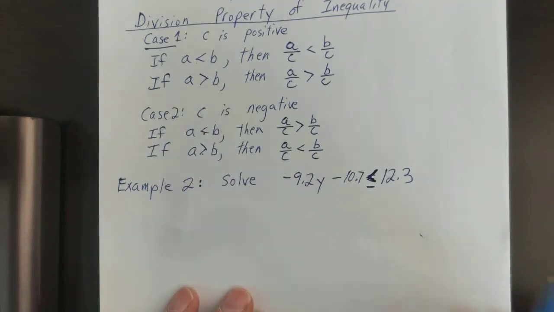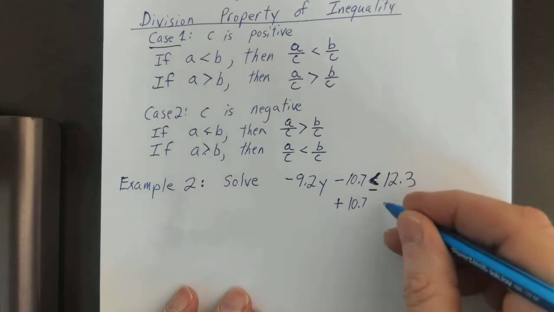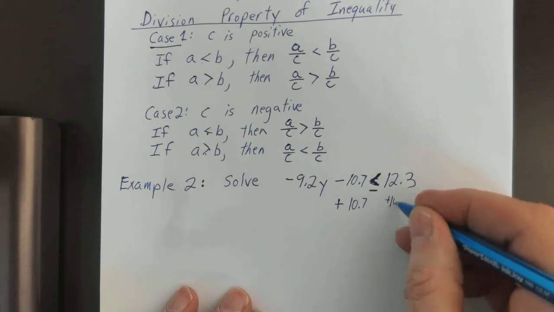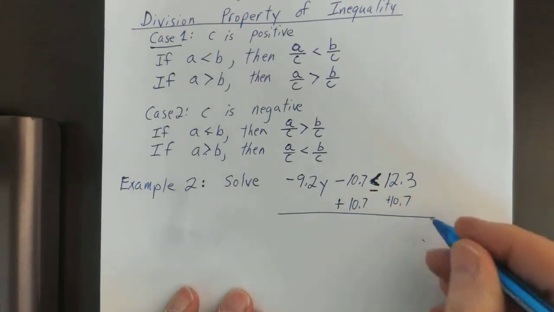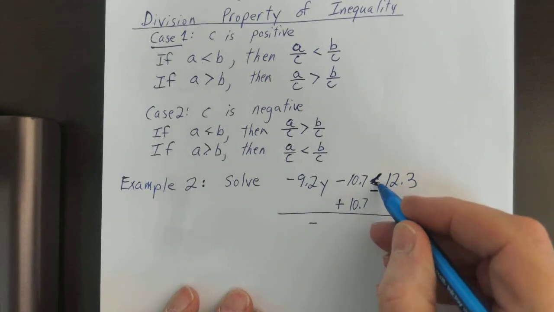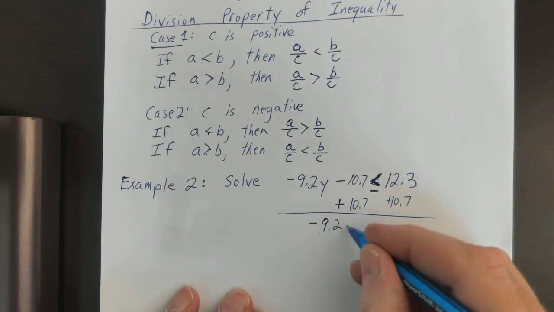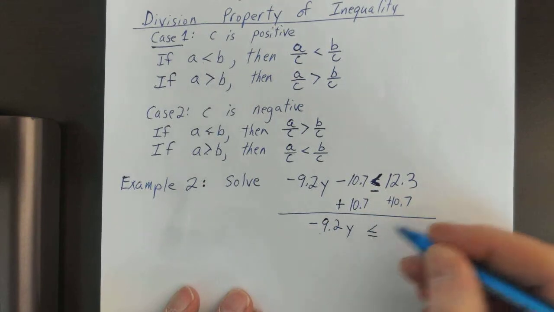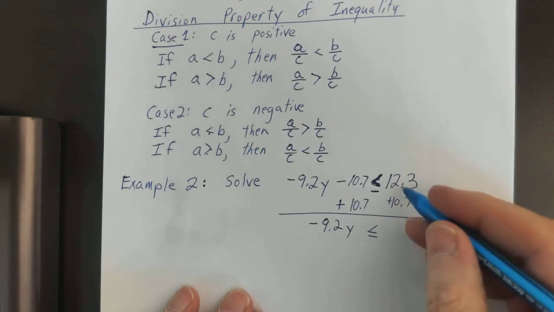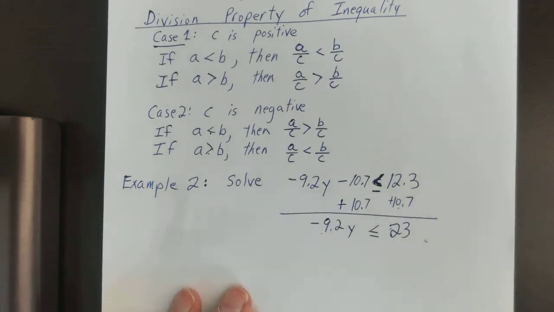It's example 2. I'm going to use the addition property of inequality first and add 10.7 to both sides of this inequality. Careful how you say that. Negative 9.2y is less than or equal to, just bring it down, 22 and 1 is 23.